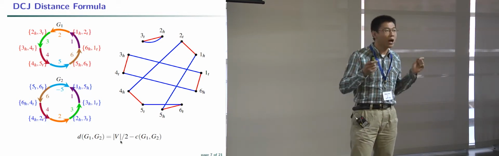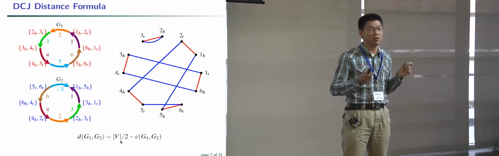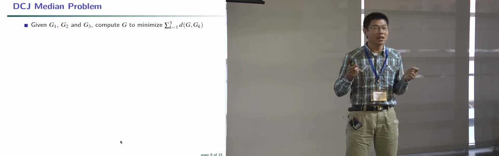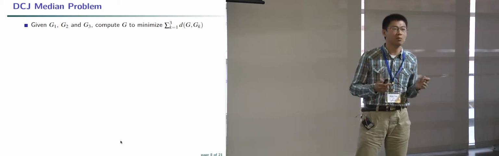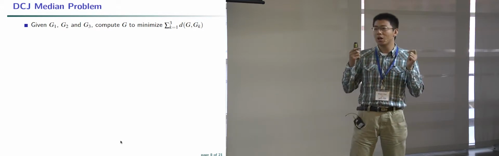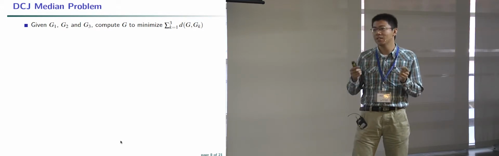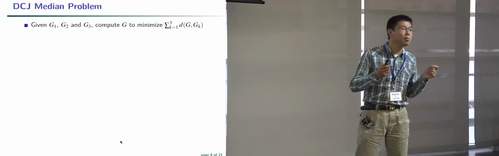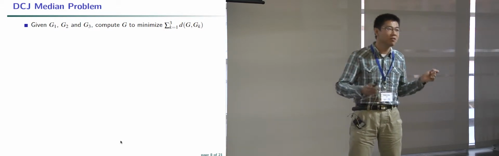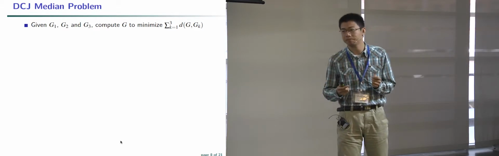Okay, now we know how to compute the DCJ distance for 2 genomes. Let's move forward. Given 3 genomes, G1, G2, G3, on the same set of genes, we would like to compute a 4th genome G, such that the sum of the pairwise distances between the 4th genome G and each of the given 3 genomes is minimized.